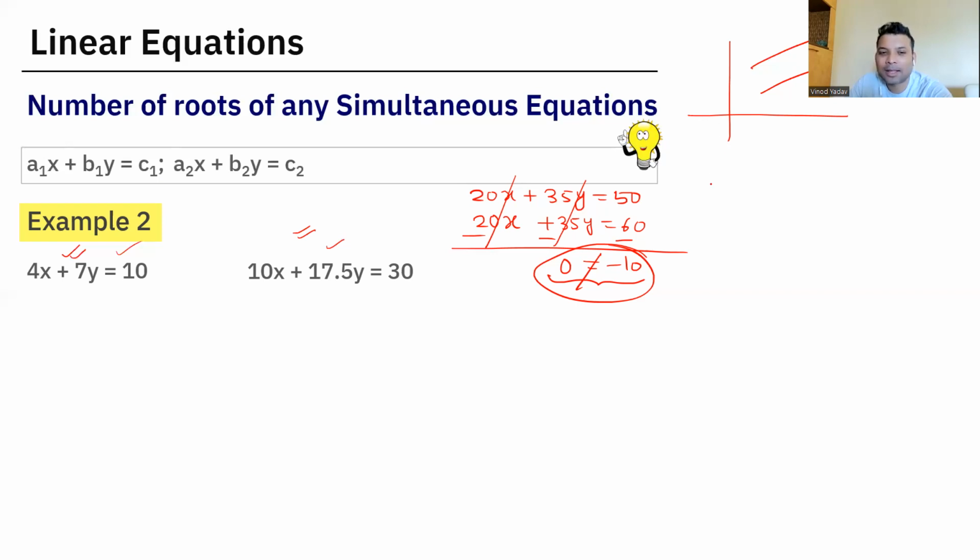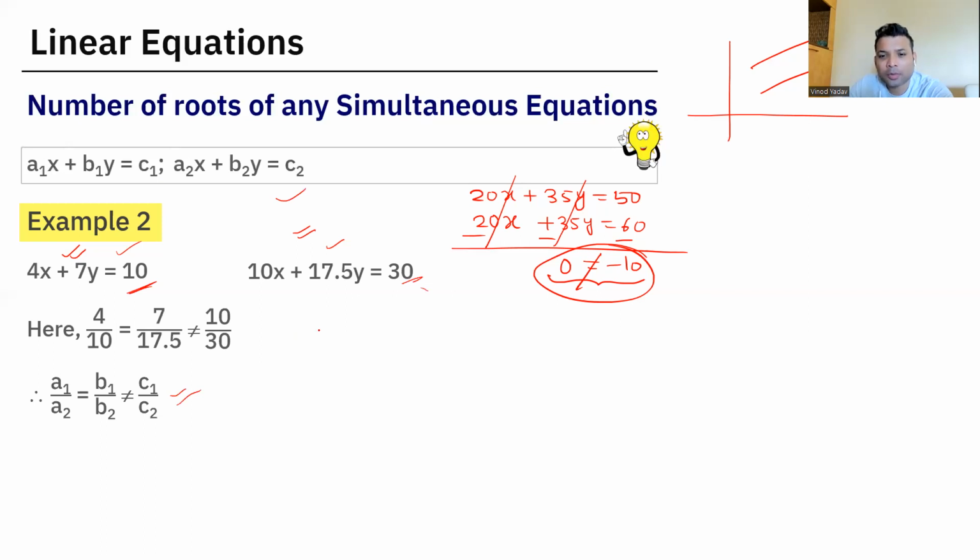Yes. How will you know it in general? We have to simply check the ratios: ratio of the coefficient of x, ratio of the coefficient of y. Both of them will match here. Both of them are 2 by 5 if you check. But the ratio of the constant terms is 10 by 30, that is 1 by 3. It is not matching with the other ratios. If this is the situation, then there is no solution. So in general, this is how you'll write it, right?